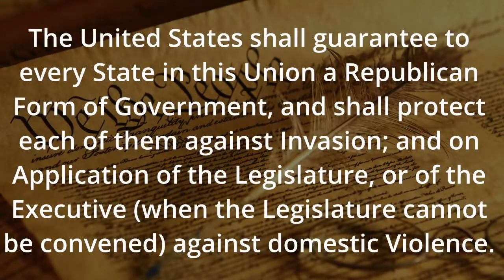So if the United States is a republic, what about the states themselves? What form of governments do states have, and what role does the federal government have over them? Well, according to Article 4, Section 4 of the Constitution, the United States shall guarantee to every state in this union a republican form of government, and shall protect each of them against invasion and on application of the legislature or of the executive, when the legislature cannot convene, against domestic violence.